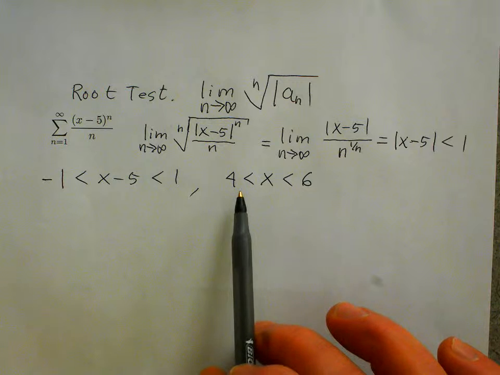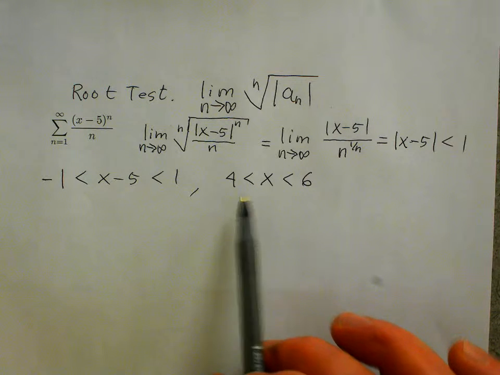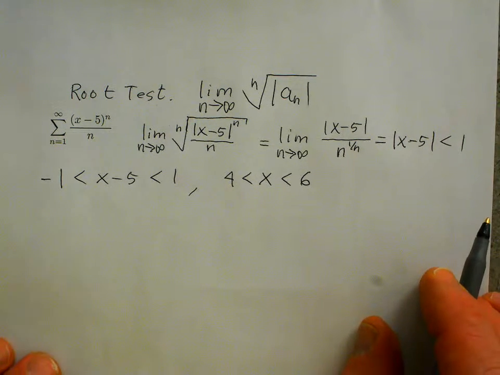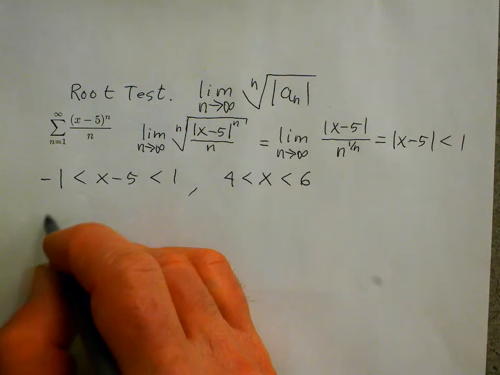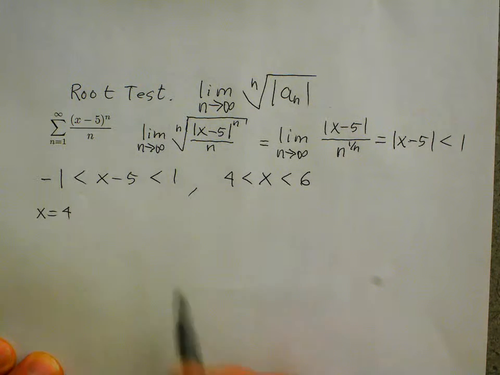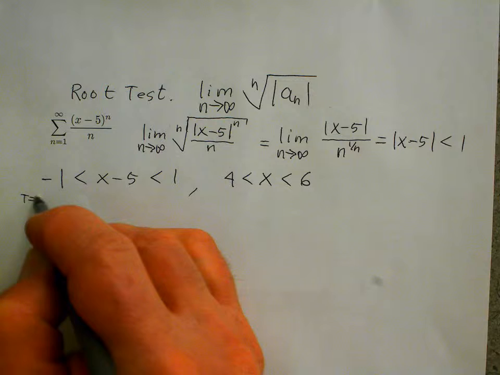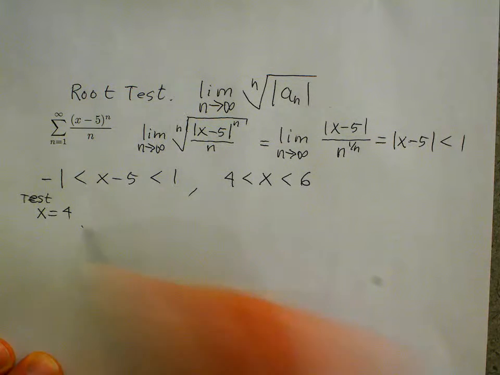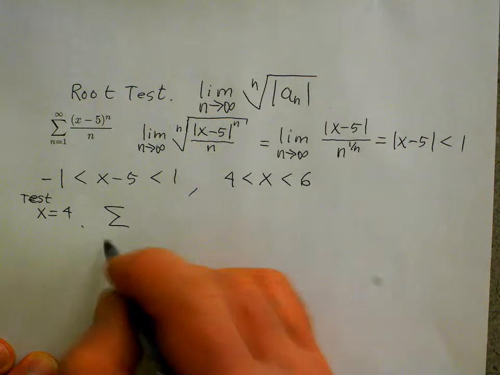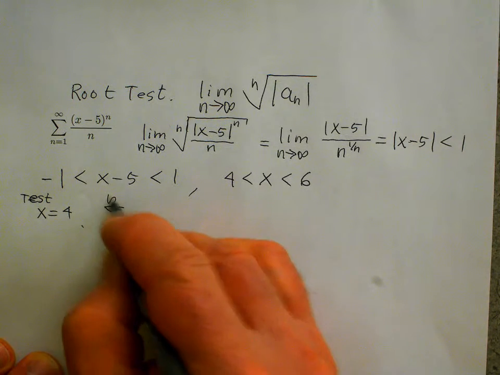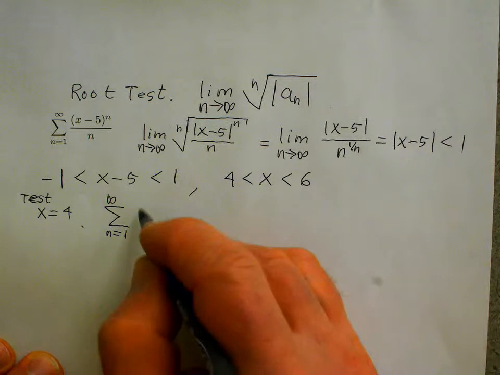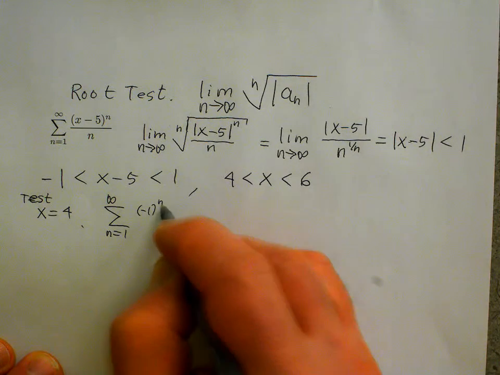But then we have to determine if the endpoints are included or excluded. So this one won't be too bad. So let's test the endpoint x equals 4. In the original series, replace x with 4, we get 4 minus 5 to the n, or -1 to the n, divided by n.